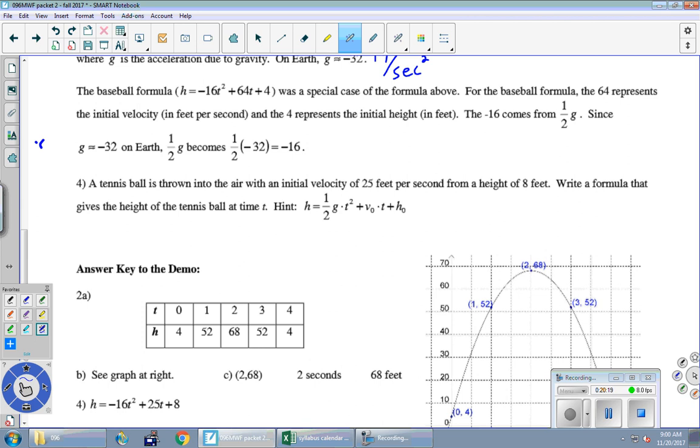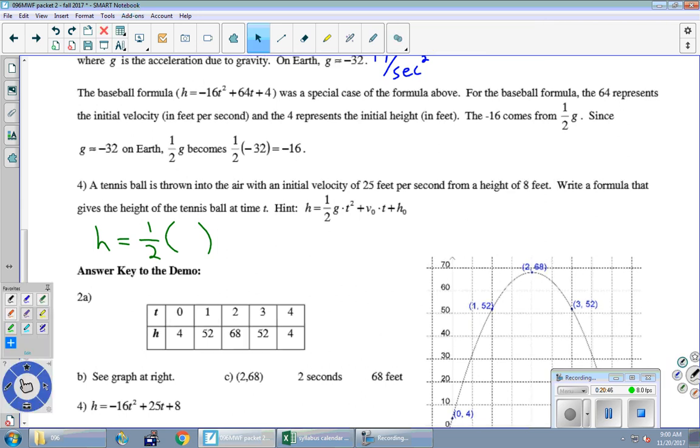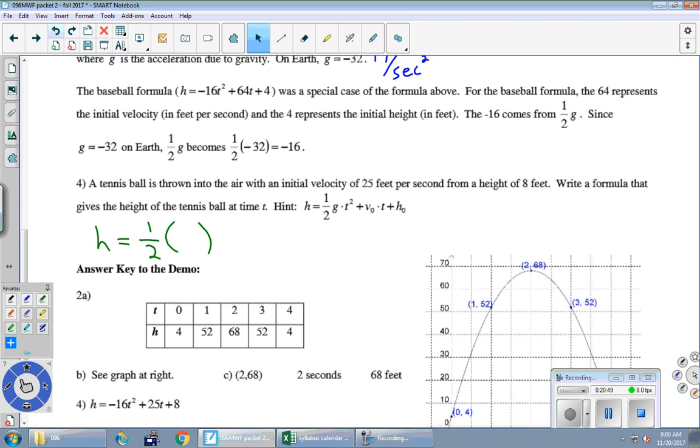All right, so let's suppose that we use that fancy formula here for number 4. A tennis ball is thrown into the air with an initial velocity of 25 feet per second from a height of 8 feet. Write a formula that gives the height of the tennis ball at time t, and the hint is, I'm just copying that formula from up above. Let's give it a shot. H equals 1/2. We change the g to a number. What is g on Earth? Negative 32. We just put it. Negative 32. Copy the t squared, plus the next number here is v sub 0. It's given in the problem. What is it?